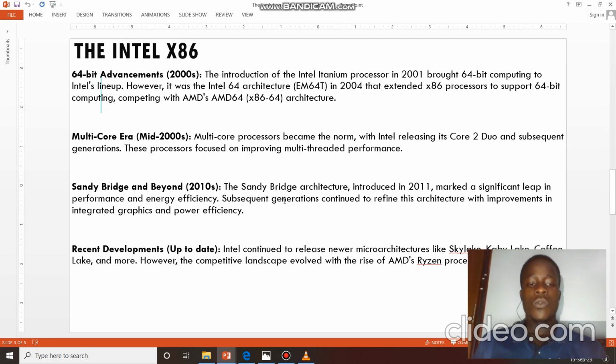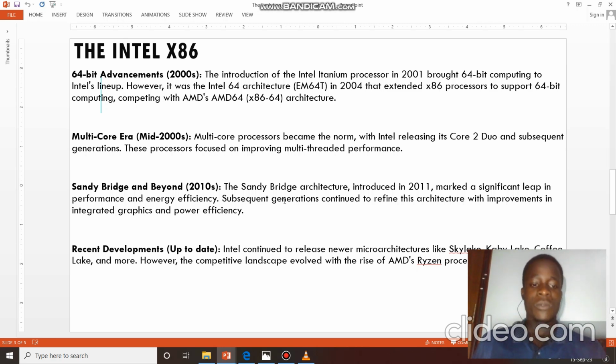The multi-core era was during the 2000s. Multi-core processors became the norm, with Intel releasing its Core Duo and subsequent generations. These processors focus on embedded. During the 2010s, there was Sandy Bridge, which was introduced in 2011. Its main purpose was improvement in integrated graphics and power efficiency.